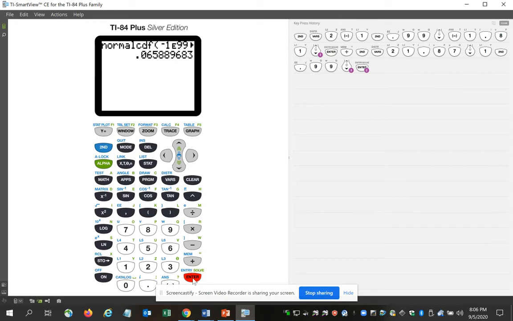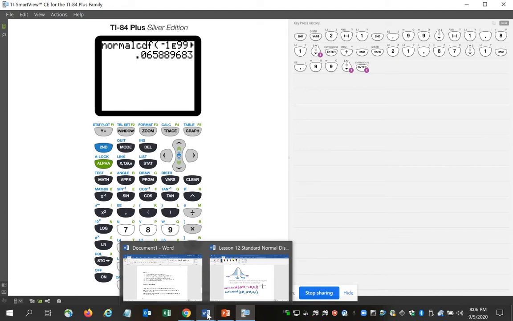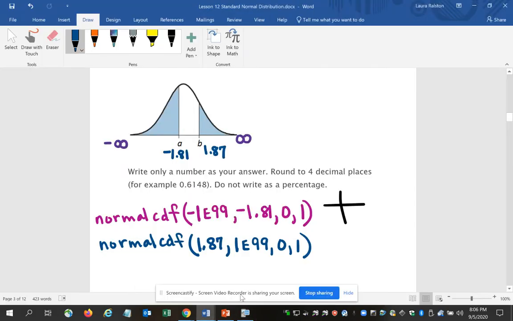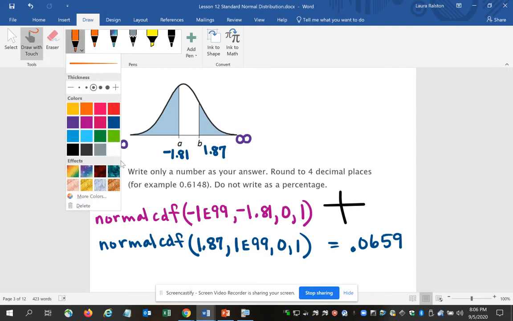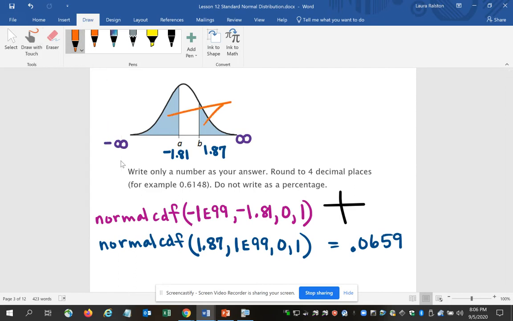And we get a value of 0.06588. So when it rounds to 4 places, it's going to be 0.0659. Okay, so that corresponds, again, to what we've calculated, the area of these two regions together. It combined them together for me because of the way that I typed it in. So it corresponds to the area, but it also corresponds to the probability.